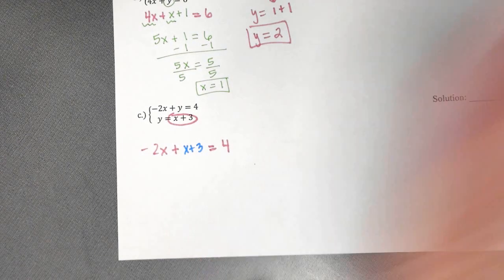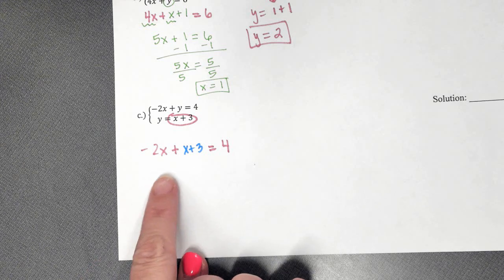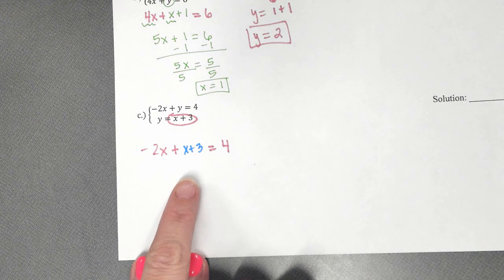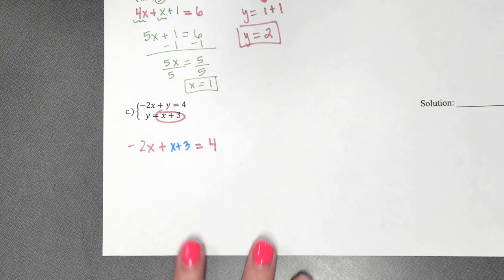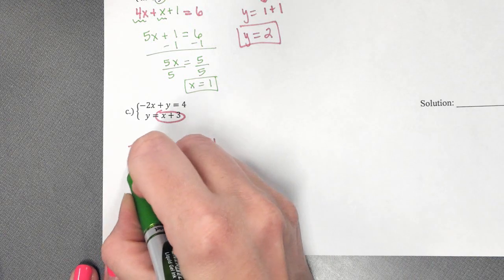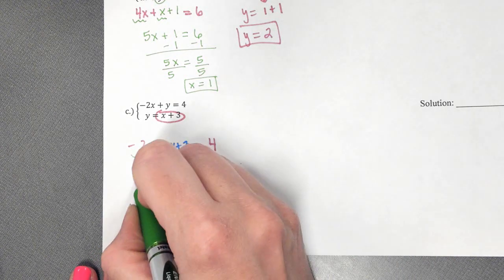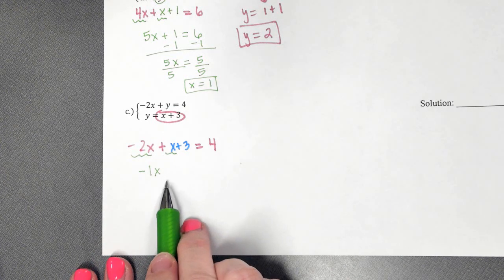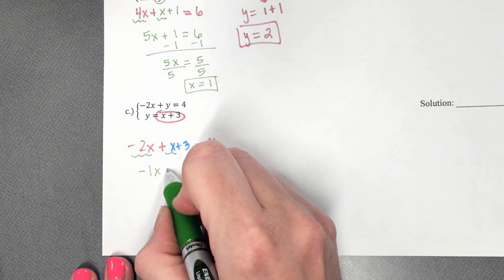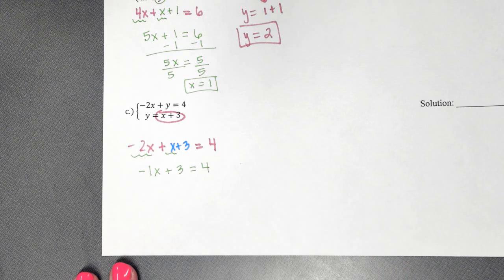Now how many of us aren't sure what to do when we get here? So all of you guys are sure? All right, Stacey, you want to tell me what you did? Yeah, nice work. What'd you get? Yeah, negative 1x is what you should have. Perfect. And then did you put anything next to it? Yeah? Nice.